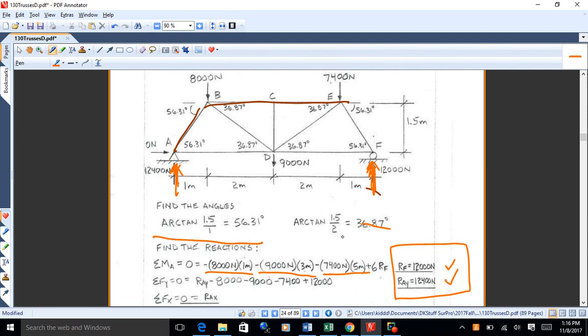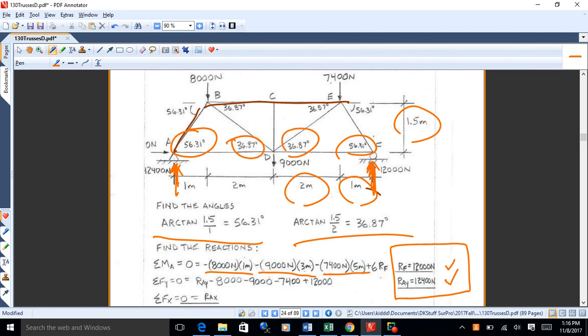Okay. You also want to know the angles that the members make in the truss. You usually have X and Y dimensions for the members. Use those dimensions to come up with the angles of the members using arctangent. So we got 1.5 over 1. That'll get us those 56.31 degree angles for AB and EF. And then we've got 1.5 to 2, and that'll get us the angles for BD and DE right there, okay? So just do all the preliminary stuff. Get the reactions on the truss, find the angles that the members of the truss make.